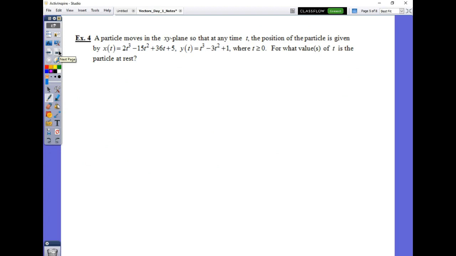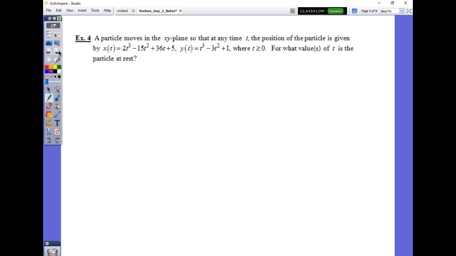A particle moves along the xy plane so that at any time t, the position of the particle is given by x of t is equal to 2t cubed minus 15t squared plus 36t plus 5, and y of t is equal to t cubed minus 3t squared plus 1, where t is greater than or equal to 0. For what value or values of t is the particle at rest?